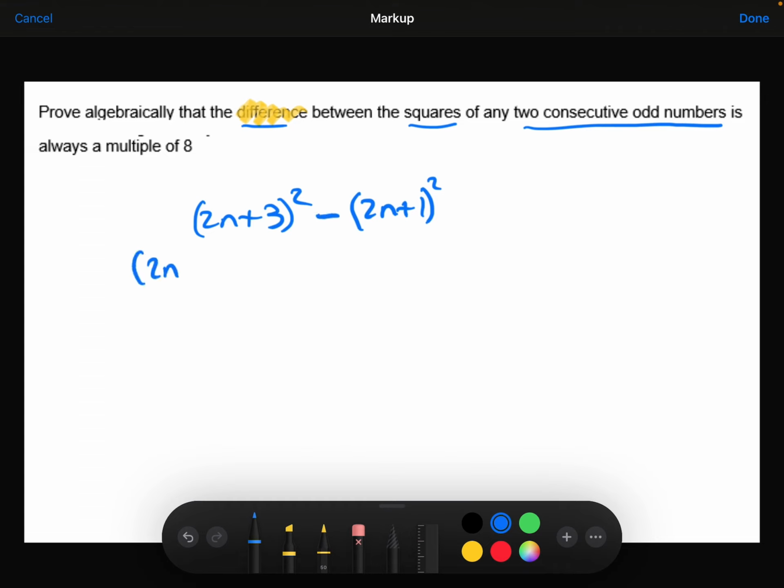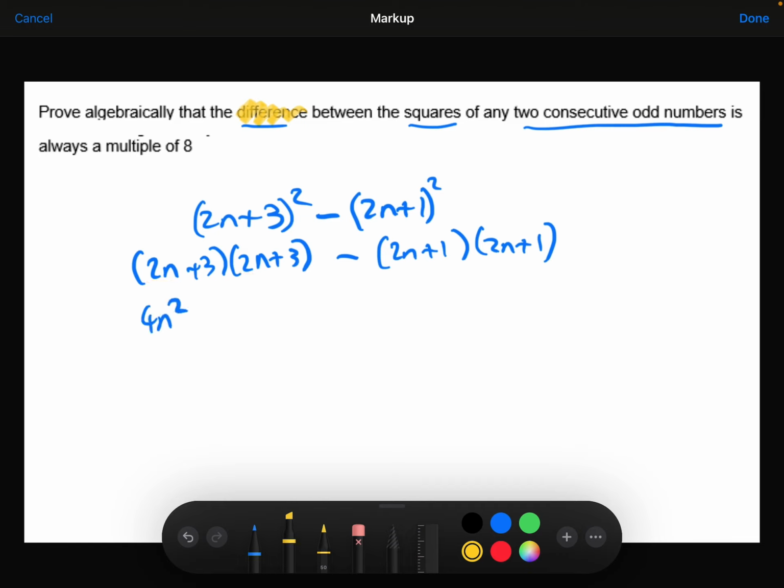Okay, expanding these brackets then. Right, 2n times 2n is 4n squared. 2n times 3 is 6n. 3 times 2n is 6n. The 3 times the 3 is 9.